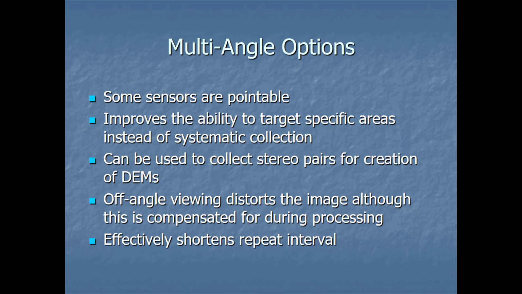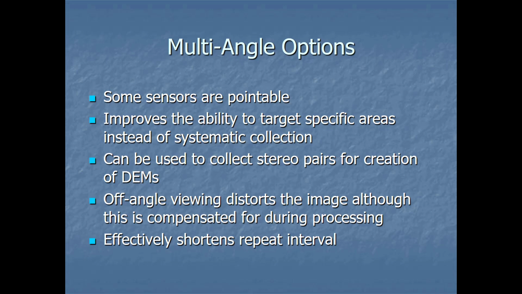With multi-angle options on sensors, you have the ability to point your sensor, and this allows you to select a specific location and a specific time. This improves the ability to target specific areas instead of the systematic collection. This is commonly used for military reconnaissance and for public safety, like homeland security.